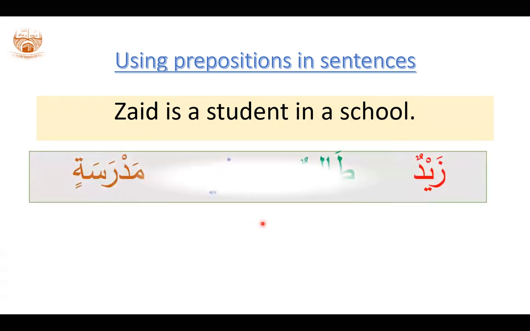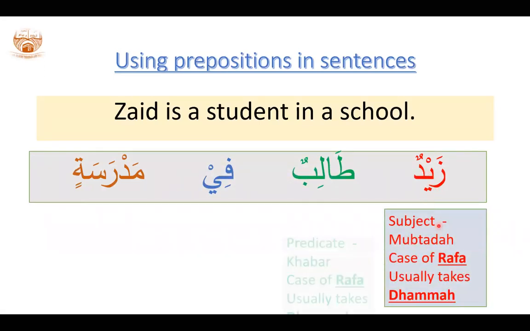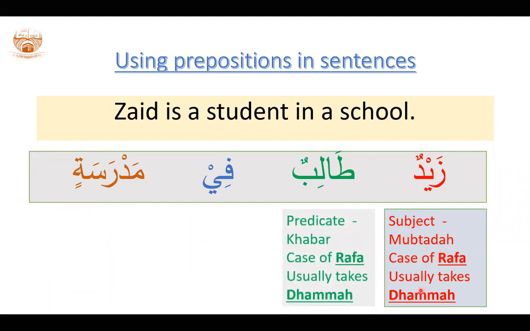Let's look at it further. Therefore, we'll say Zaidun is the subject, the mubtada, case of rafa, usually taking dhamma. So Zaidun is the subject or the mubtada, case of rafa, that usually takes dhamma. Talibun, Zaid is a student. What is he? A student. That comes right at this point. Good. So Talibun is the predicate, the khabar, case of rafa, usually takes dhamma. Remember we said the mubtada and the khabar both exist in the case of rafa.